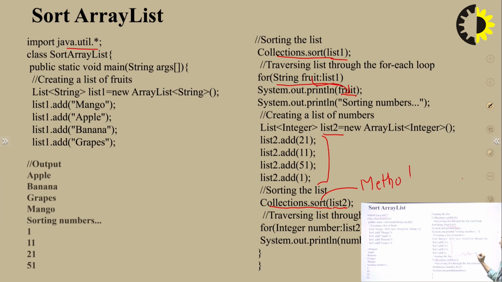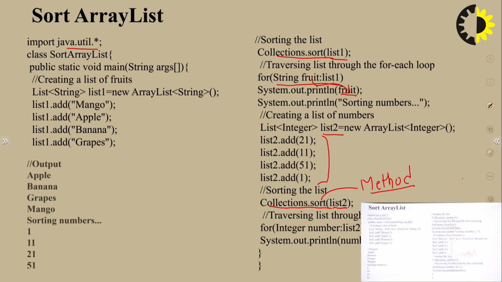Okay. Now Collections will be used; the hierarchy is presented here. ArrayList implements the Collections framework, and the list is going to be sorted with the help of this sort method.